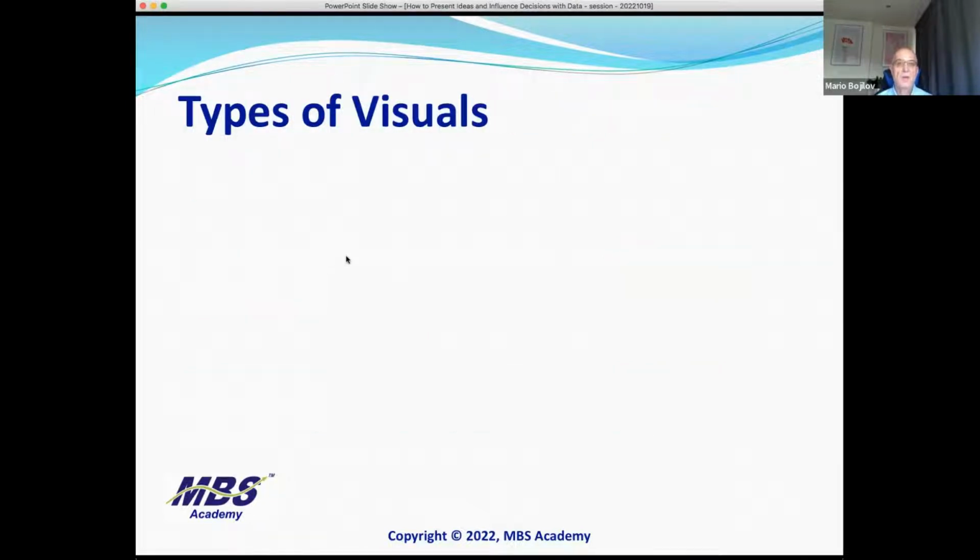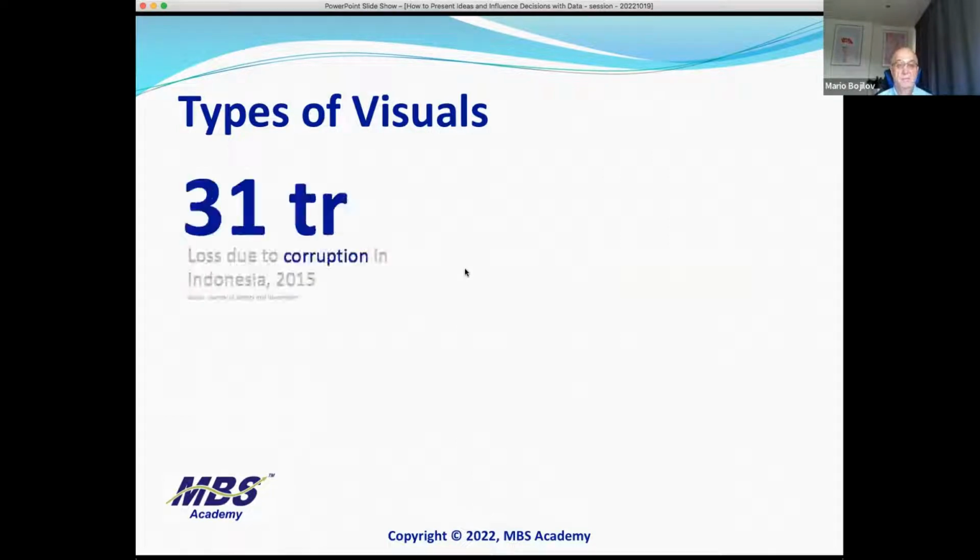Types of visuals that we can use. There's a lot more than we talk about in our course, but here's the main ones. Text, simple text works great. 31 trillion. The figure is there, catches your attention. It's all good. This was one of the favorite tactics of the late Steve Jobs, the founder of Apple. In this case here, 31 trillion is lost due to corruption in Indonesia in 2015. And there is a source at the bottom.